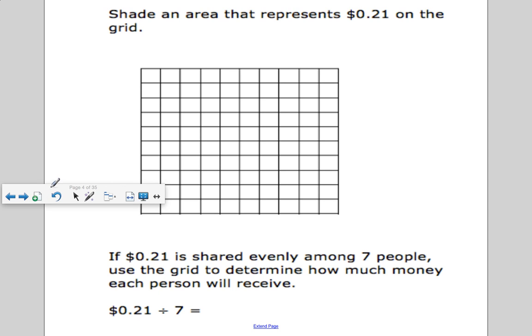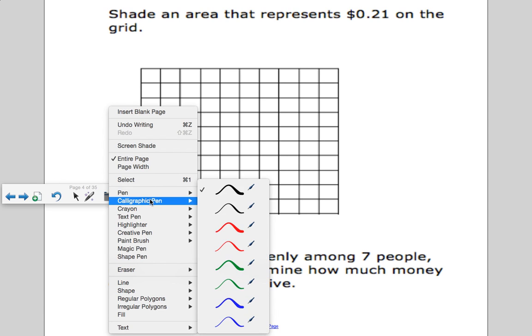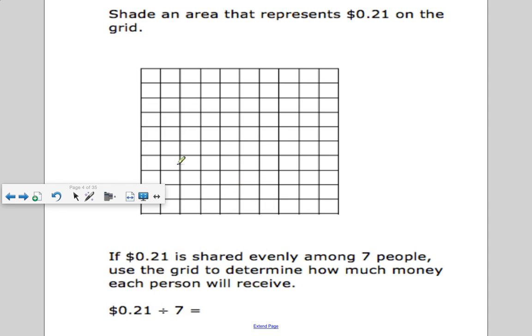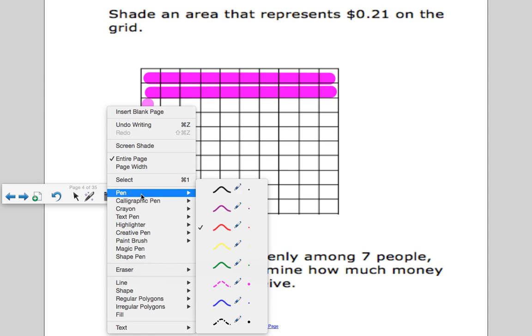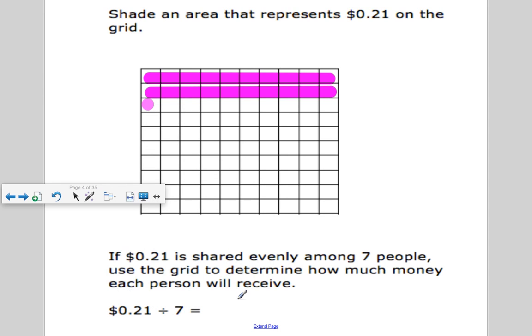Shade an area that represents 21 cents. Let's take out a different highlighter. If 21 cents is shared evenly among 7 people, use the grid to determine how much money each person will receive. So let's think. I have 21 cents. I divide it among 7 groups. I think I could do that in my head.